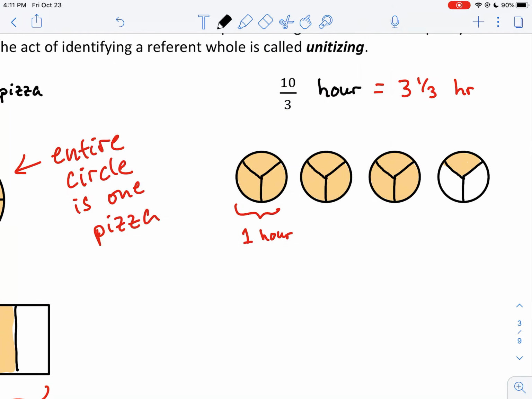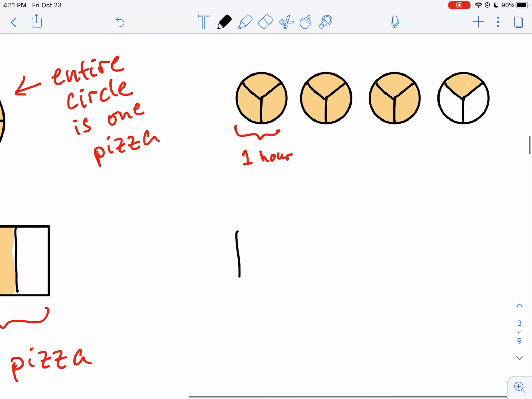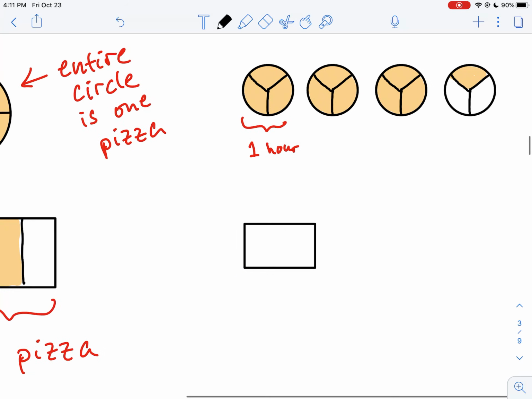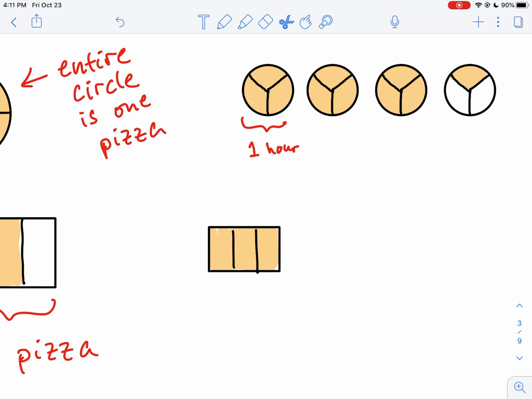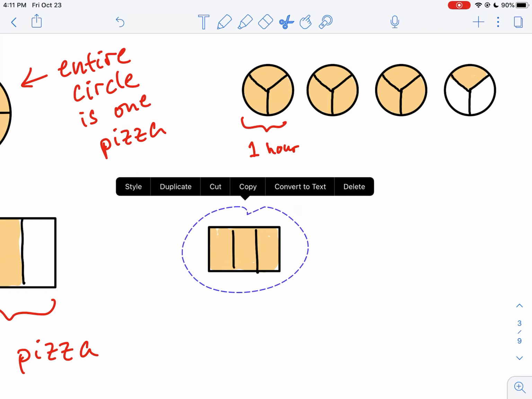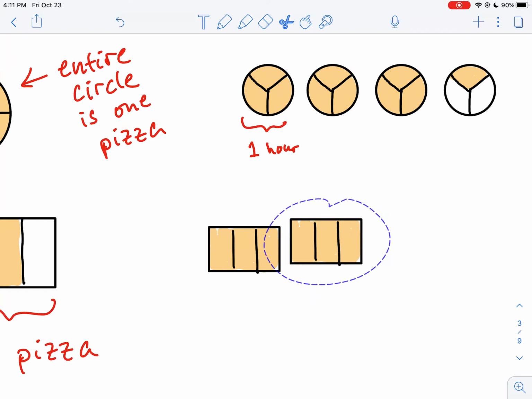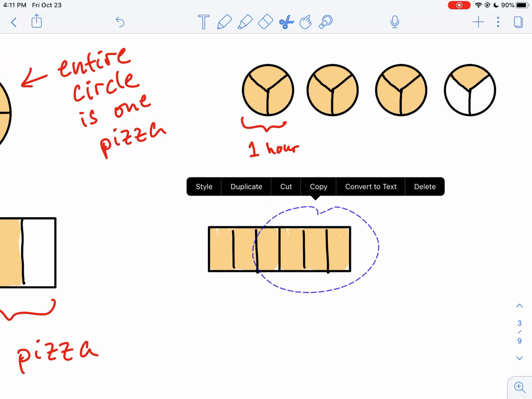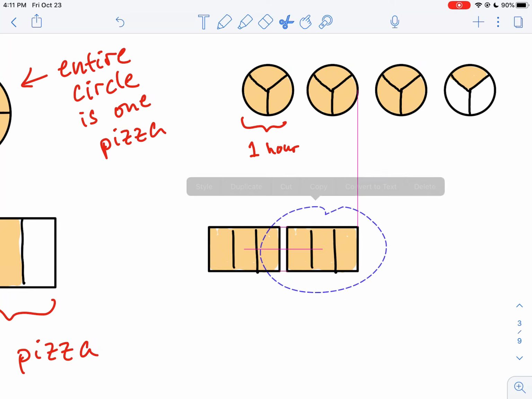And if you were to do this using rectangles, I don't need to spend too much time doing this, I don't think, but there's 1 hour, and I broke it into thirds, and so I'm going to shade. There's 3/3 shaded right now, but I need to get up to 10/3, so I'm going to have to do some copy and pasting. And the thing with rectangles is sometimes you want to put them side by side, like touching, and so it can be confusing about what's what.